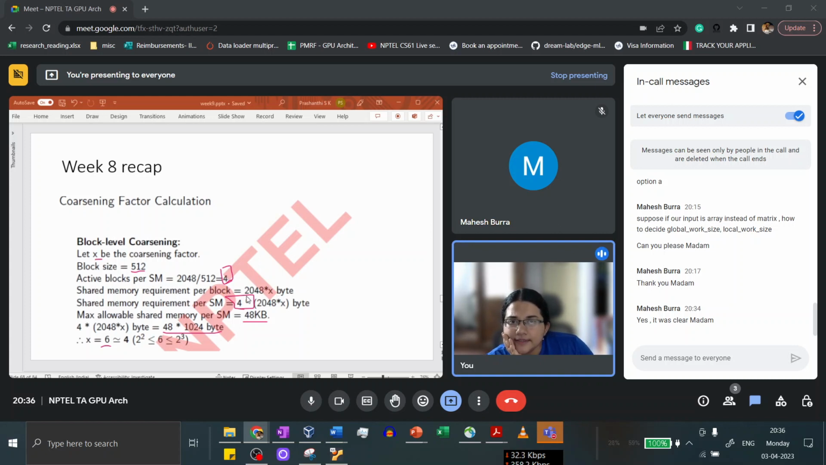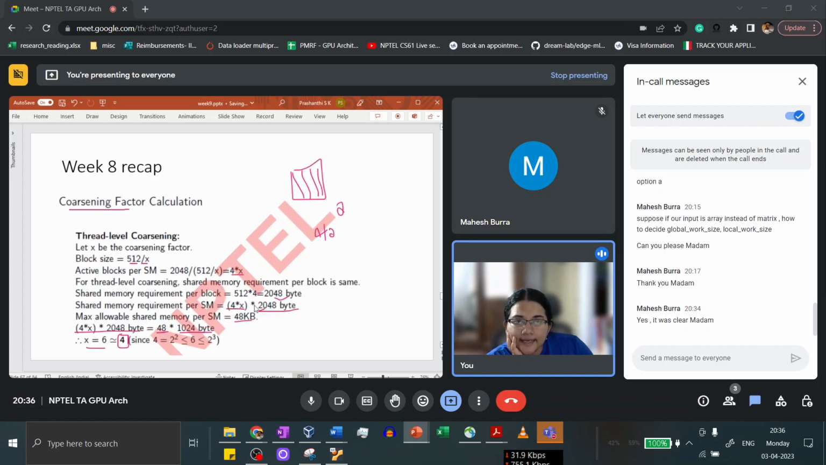The only difference is these parts, right? Your block size doesn't change. Your shared memory per block changes. Why would it change? Simple, right? You're merging multiple blocks into one block. So the shared memory is going to go up by this factor of x. Very simple. If I merge 4 blocks into one, now this block is going to consume that much more memory.